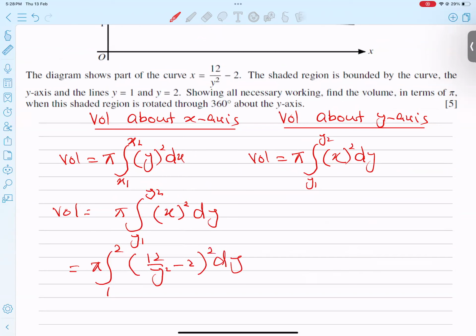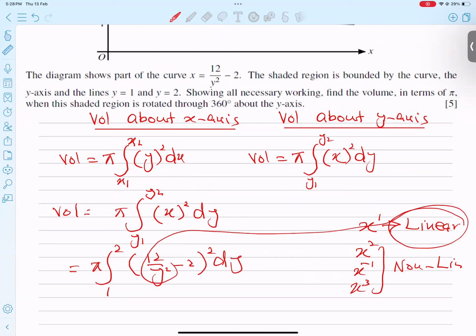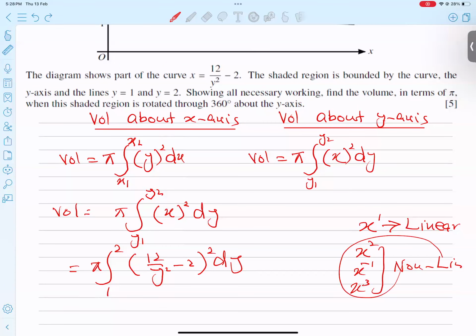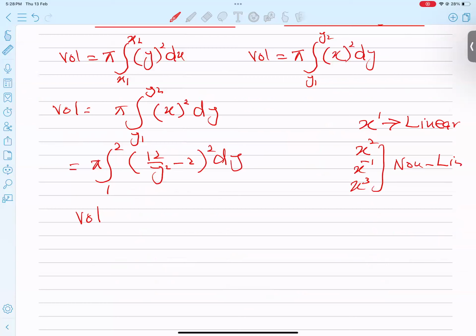Basically, I taught that whenever x is to the power 1, this is called linear. And if the power is not 1, even negative 1 or 2 or 3, this is called non-linear. Whenever linear comes inside the bracket, power 1, we do direct integration. But whenever non-linear comes, as in the current situation, we are bound to expand. No choice. So I am expanding.